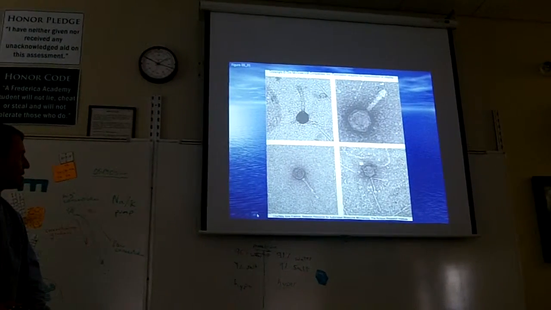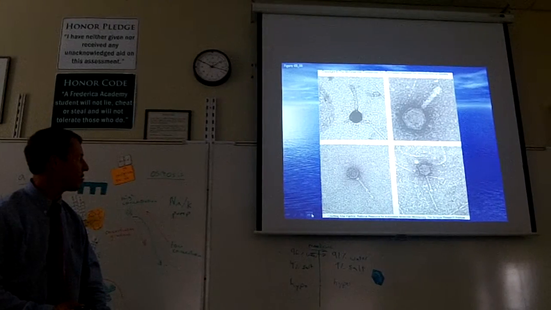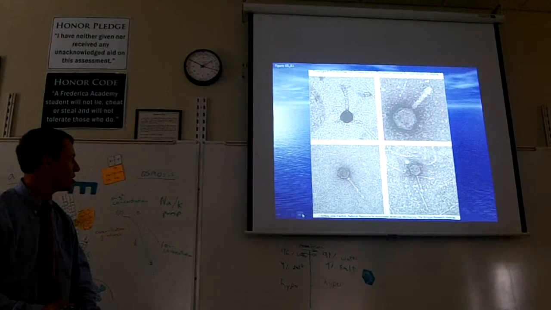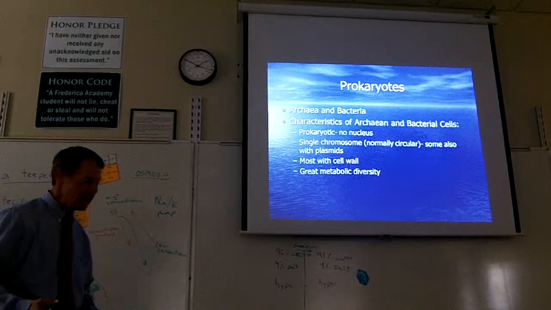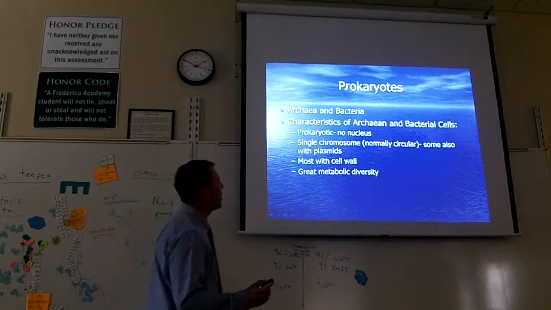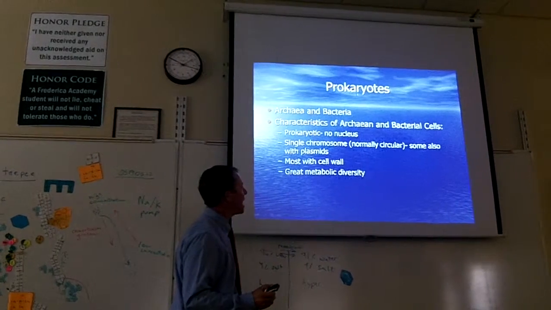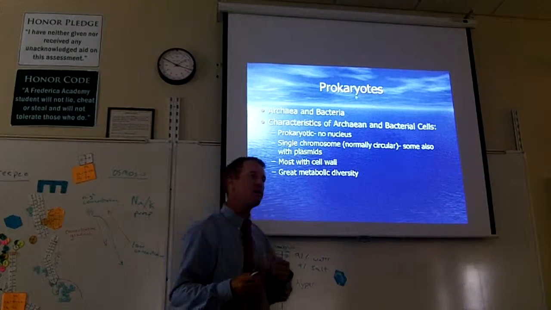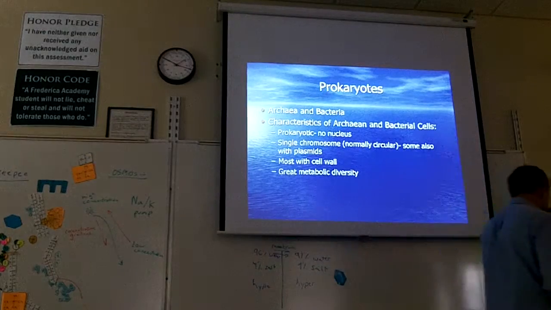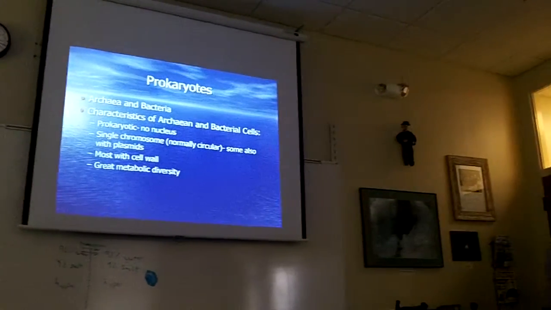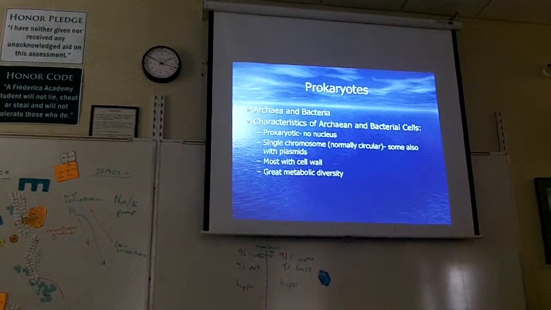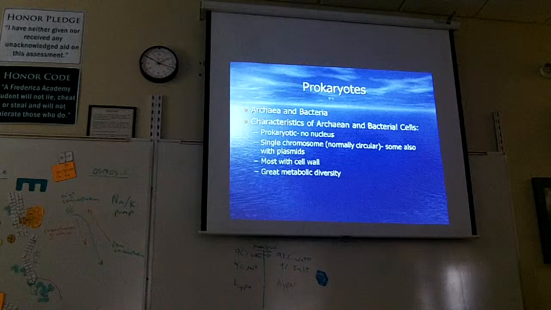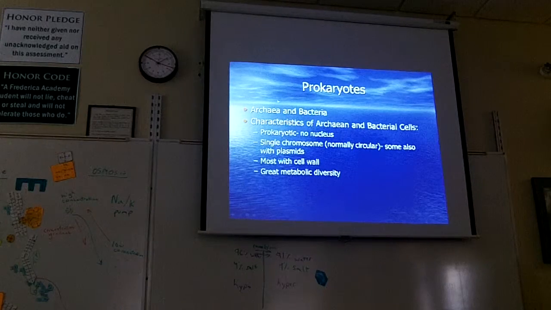There's some viruses that are found in the ocean, seen with an electron microscope. These things are so small you can hardly see them. Now the prokaryotes are bacteria, very simple cells, very small. They're a lot bigger than viruses, but they're still really small. And we actually divide the prokaryotes up into two groups, archaea and bacteria.